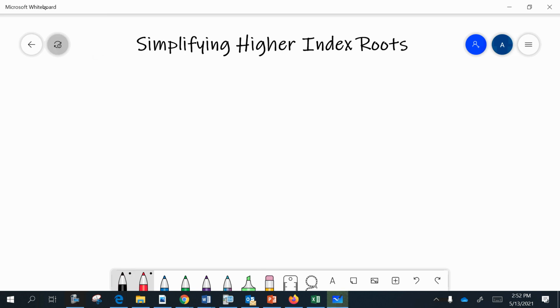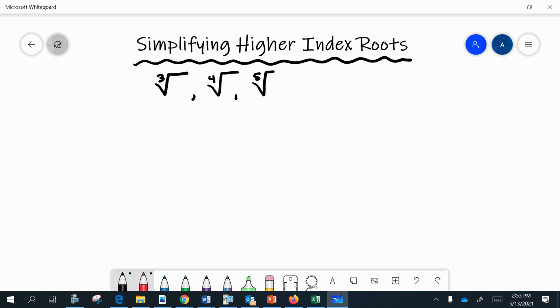All right, what we're going to talk about in this video is how to simplify higher index roots. So what does that mean? Well, we're already familiar with simplifying a square root. So what we're going to do is simplify a cubed root. We could simplify a fourth root. We could simplify a fifth root. Again, it's this little root number right here that we call the index number.